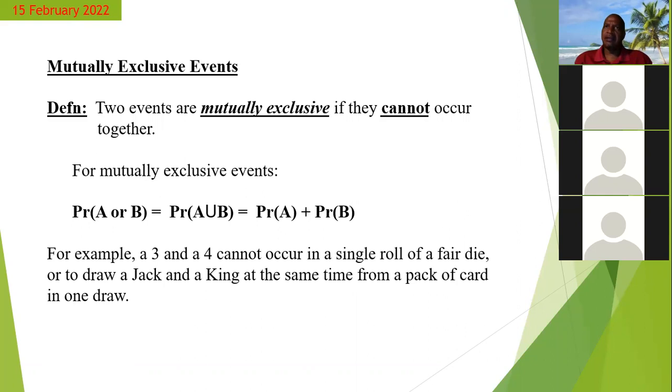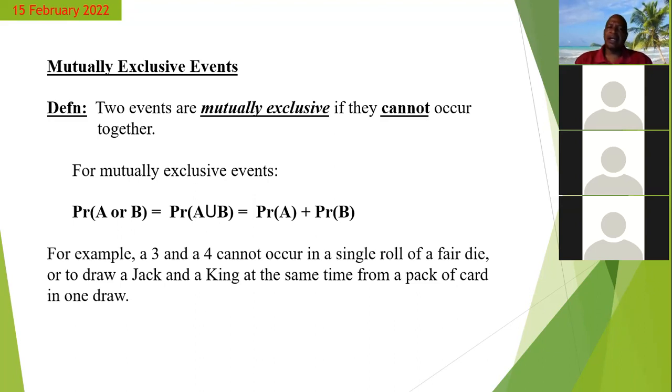Can you get, in rolling one die, a 3 and a 4 at the same time? If you roll a dice, students, can a 4 and a 3 occur in one roll? No, sir. No. So it means that would be what we call a mutually exclusive event. You cannot have both of them happening at the same time. You either get one or the other, right?